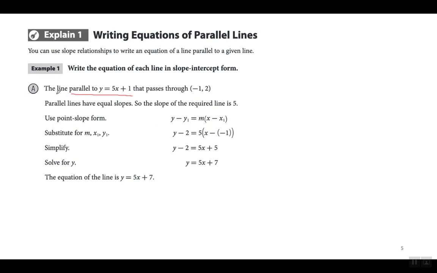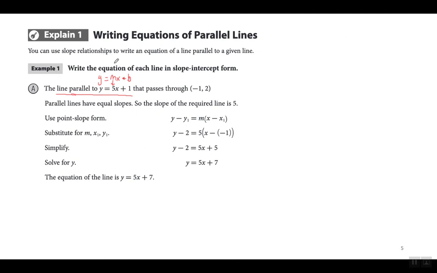We just learned that if lines are parallel, what has to be true? If lines are parallel, their slopes have to be the same. Notice that the equation of this line is in what form? Slope-intercept form. Y equals mx plus b. When it's in slope-intercept form, this number right here is the slope. That means that the slope of the line that's parallel to this one will also be 5.